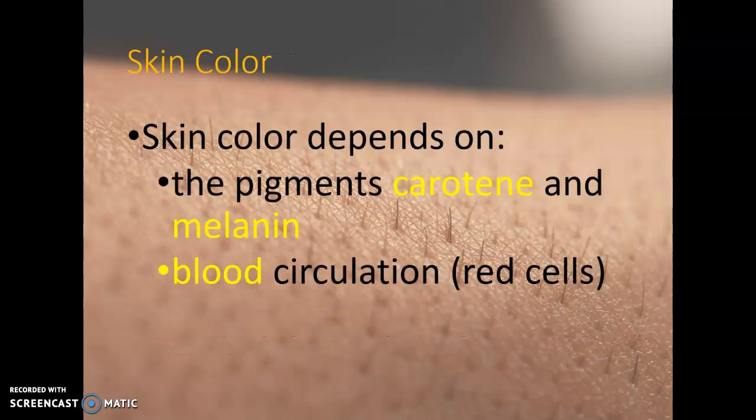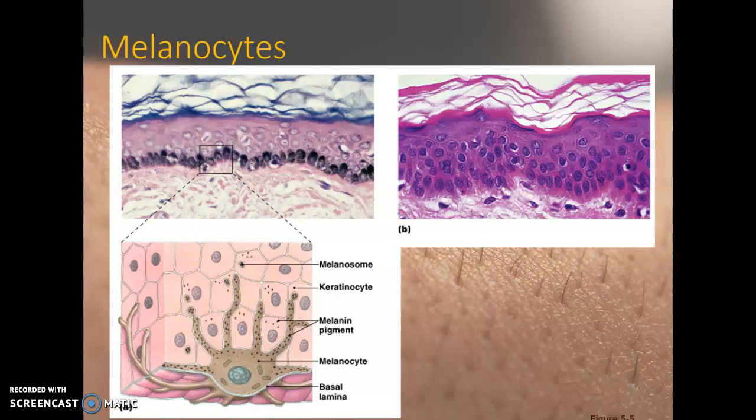Couple more things. Skin color. Depends on the pigment melanin, but also the pigment keratin, which is actually a yellowish or orange pigment, and circulation, or the amount of red blood cells or blood vessels that come to the surface. So our skin color is actually determined by those three things.